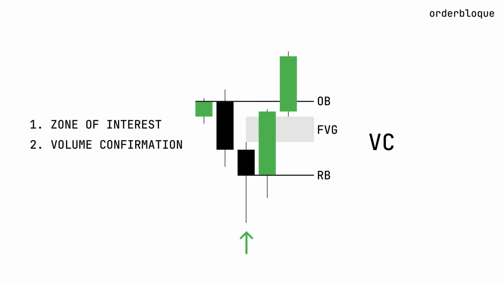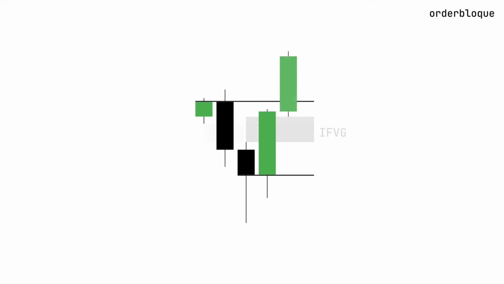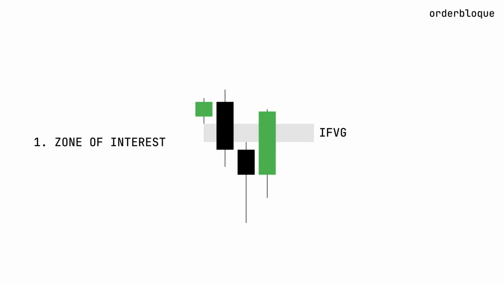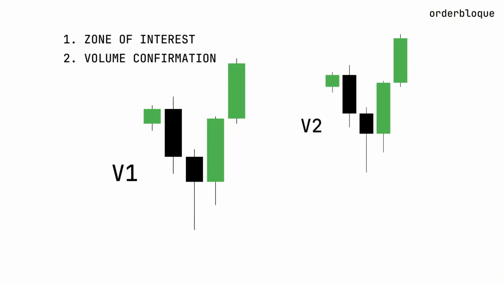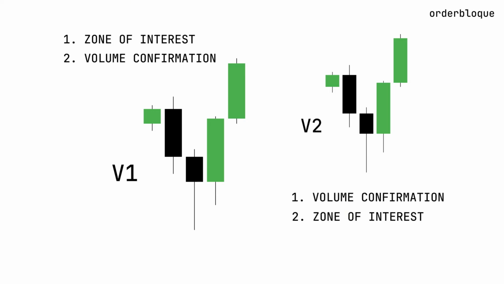However, if the strategy uses more elements, including those that don't confirm volume in the market, for example, IFVG, then the first variable can only be designated as zone of interest. Again, it's a game of priorities. If our first variable is primarily a zone of interest and then volume confirmation, then the second variable is primarily volume confirmation, and then a zone of interest from which we make further decisions.